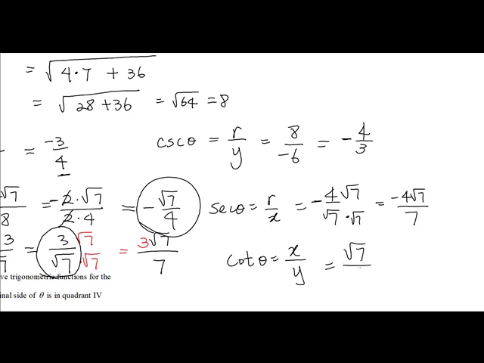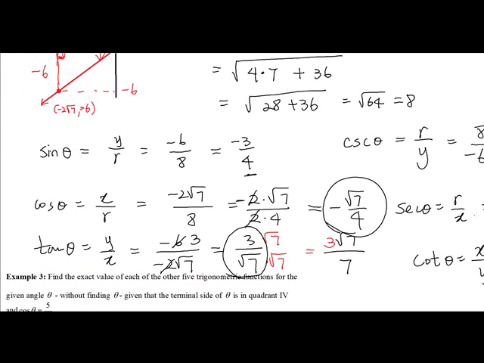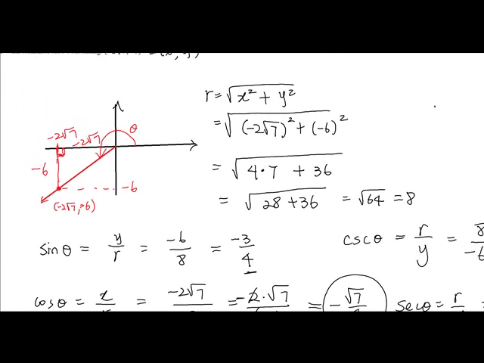Now what I want you to notice is that when the angle is in quadrant 3, x and y both are negative. So sine and cosine both will be negative. R is always positive. And tangent, negative divided by negative, becomes positive. So tangent is positive, cotangent is positive, everything else will be negative.